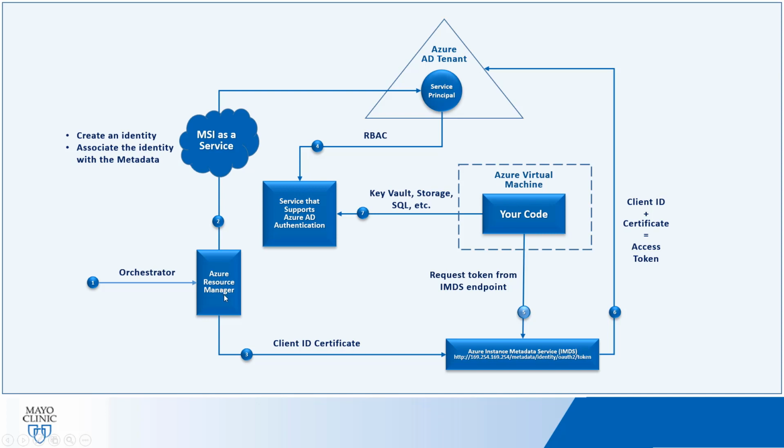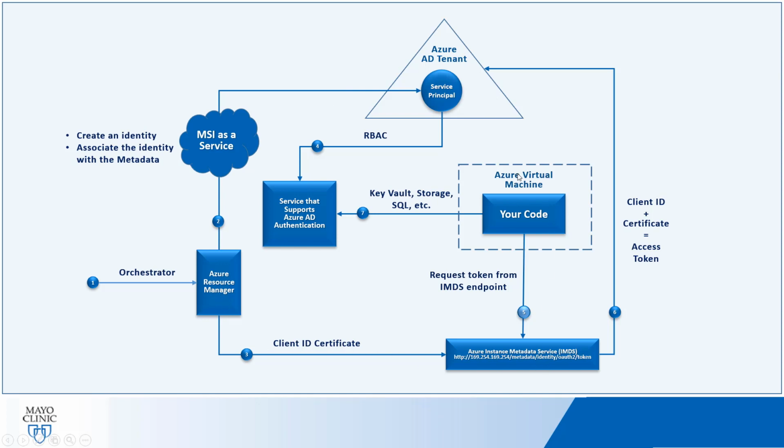That is going to be initiated by the orchestrator through ARM, that's Azure Resource Manager, who is going to leverage MSI as a service, send a request to Azure tenant. Service principal will be created. The MSI as a service is going to establish identity with all the necessary metadata. In other words, linking the identity with the service principal. Azure Resource Manager will then create client ID and certificate.